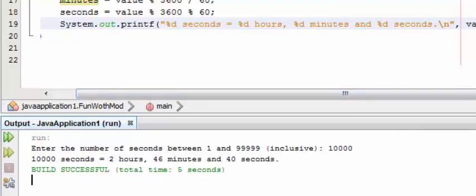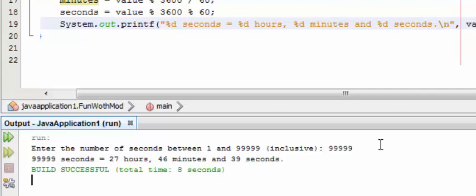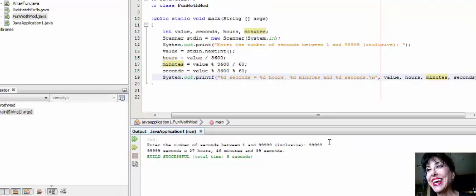If I run it again just to see if it'll work with other numbers, just for kicks, how about if we try entering in the max number of seconds it's allowing us to enter, 99,999. What happens? Well, let's check it out. Okay, that's going to be 27 hours, 46 minutes, and 39 seconds. Okay. And that concludes this example. So good luck and happy programming.